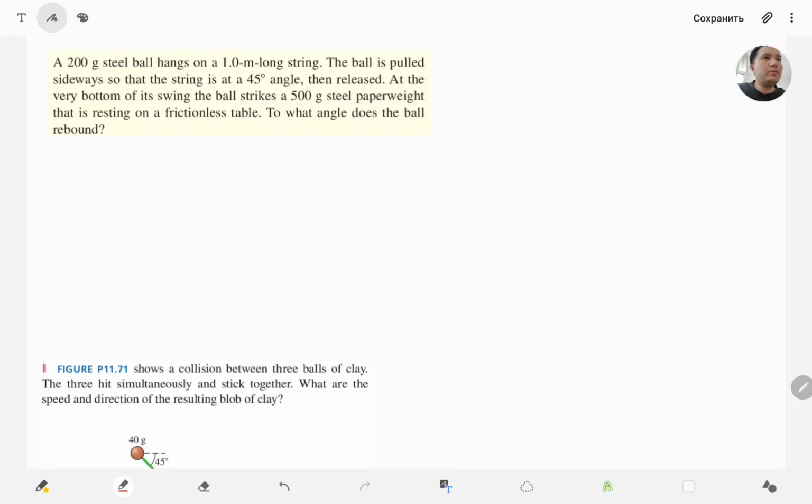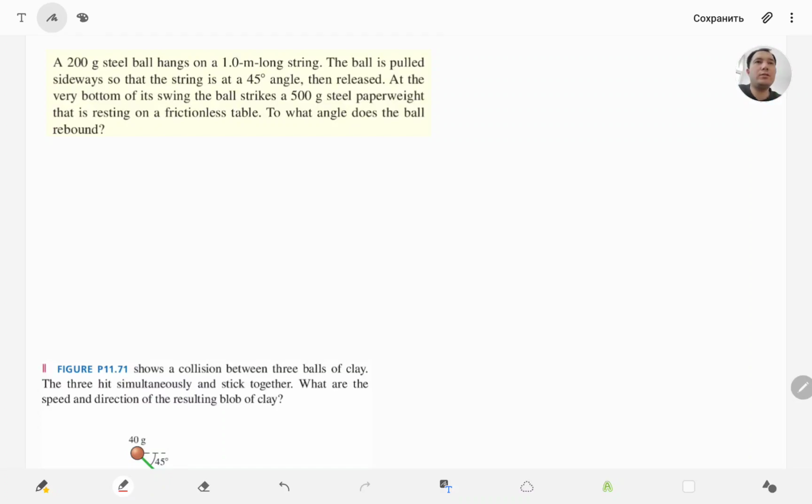Hello everyone, today we'll continue with conservation of momentum in two dimensions. So before starting conservation of momentum in two dimensions, let's solve one more problem. So first, one more problem.